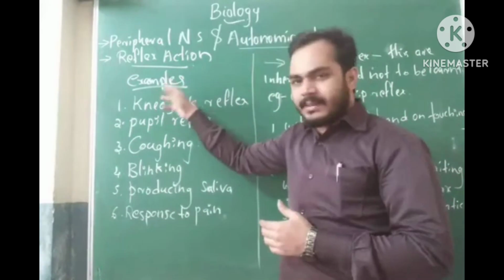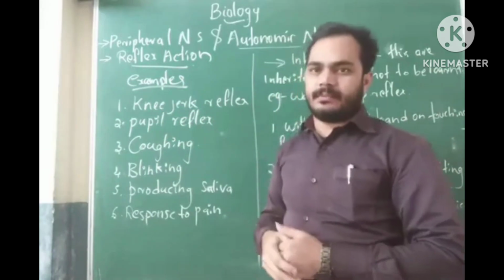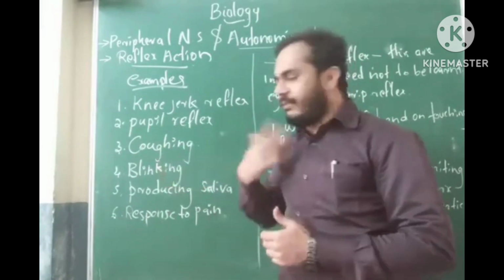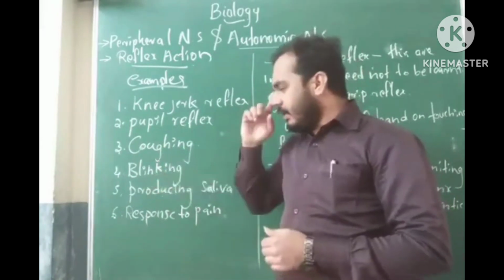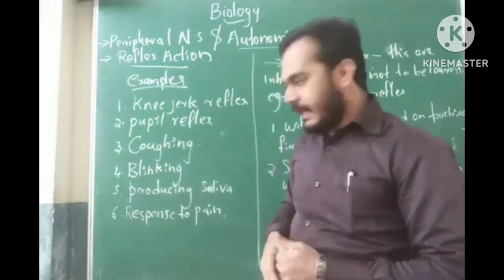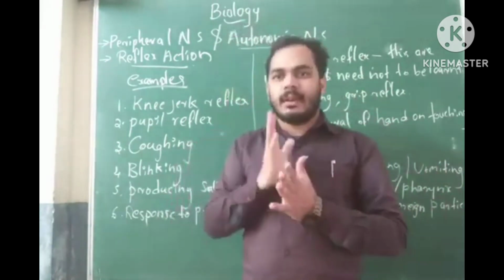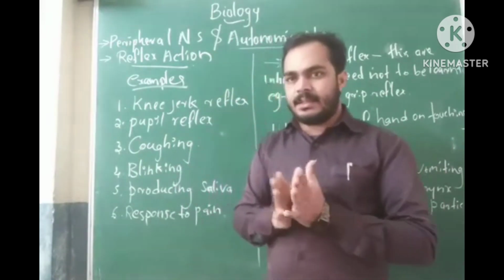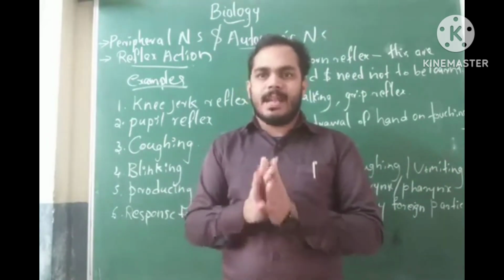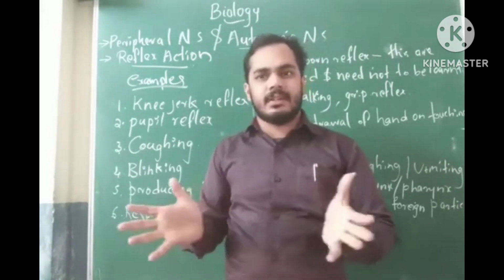So here some examples are given. The first one, knee jerk reflex, and second one, pupil reflex. And third one, coughing. And the blinking of eye is also an example of the reflex action. And producing saliva, and response to pain. These are the examples of reflex action. So that means in some particular condition, a bad condition, the body acts towards that message or that stimuli, and that is called reflex action.